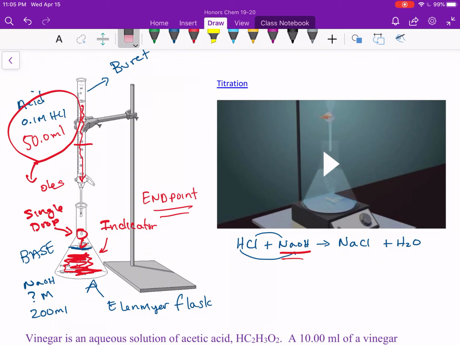Oh, whoops, got a little happy, right? Moles that we can add. We can use our mole ratio to get the moles of the NaOH, and then we can use the volume that we measured out to figure out what the concentration will be.